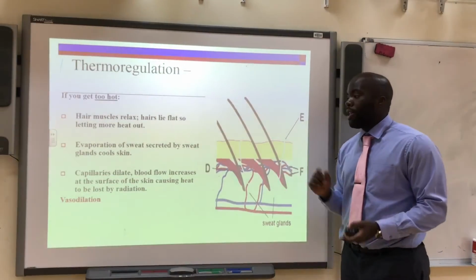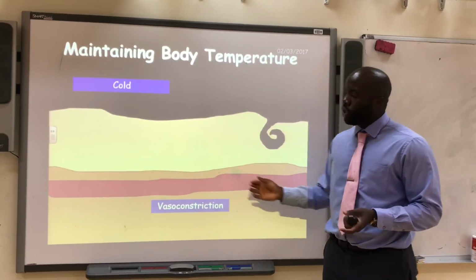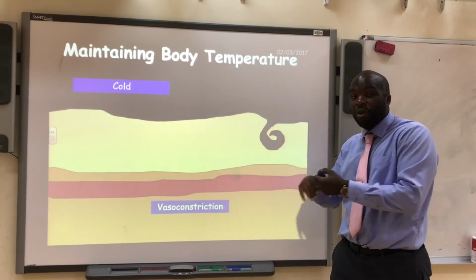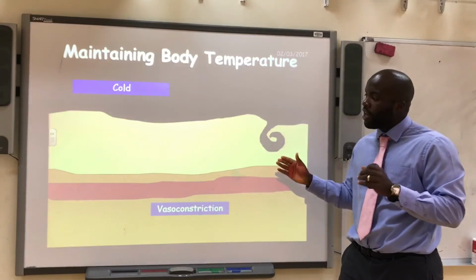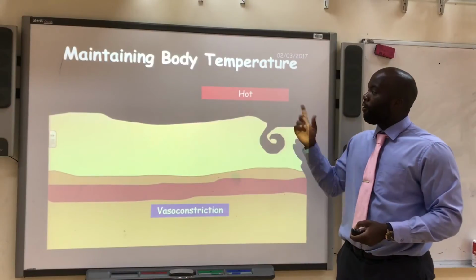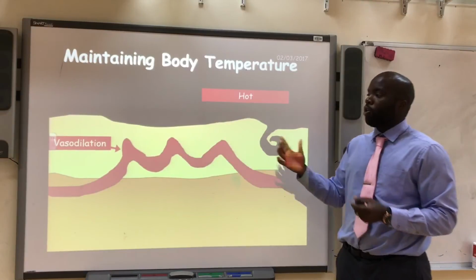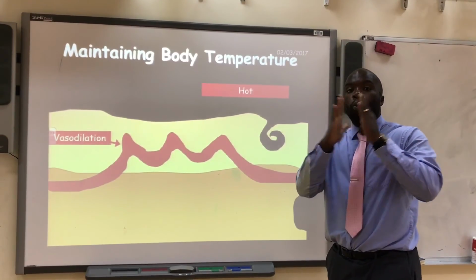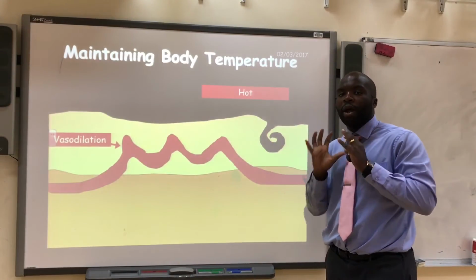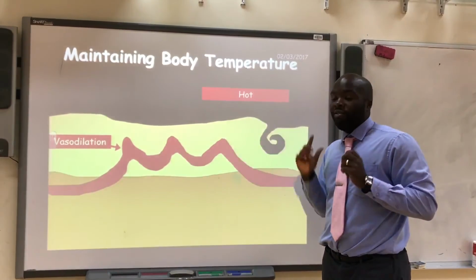There are two key points that we need to focus on: vasodilation and vasoconstriction. As we said, vasoconstriction is when the blood vessels constrict, so they get smaller. Therefore, there's less blood flowing through the capillaries at the surface of your skin, and therefore less heat is lost. However, if we look at the opposite, vasodilation, when you get too hot, your blood vessels do a process known as vasodilation. The blood vessels widen, and therefore the capillaries around your skin are supplied with more blood, and therefore more heat is able to be lost by the surface of the skin by radiation.